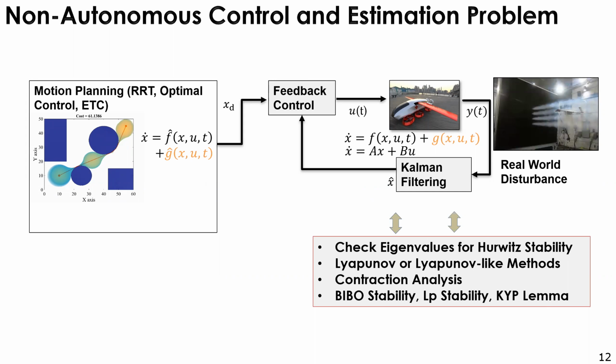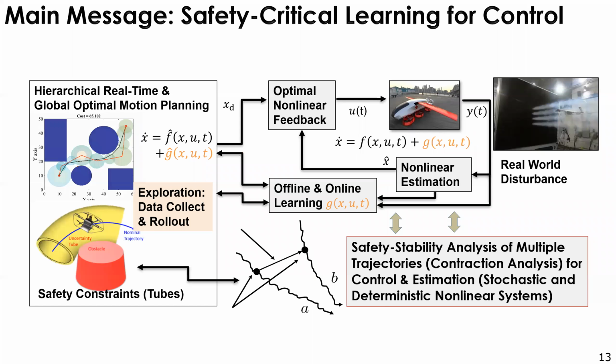The second problem is that there is no sophisticated learning method that can improve the model you're using for feedback control estimation, and also for motion planning. That might actually reduce the quality of your method. For example, as I said earlier, the optimal trajectory you compute might not be optimal, or it might actually violate safety because you use the wrong model.